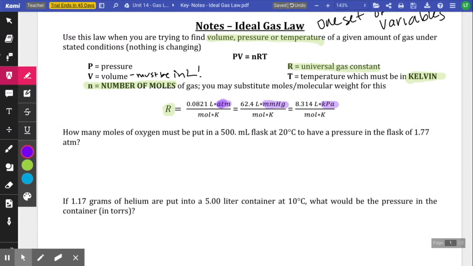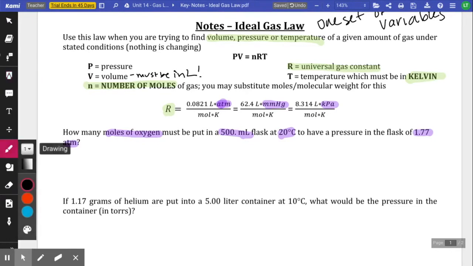All right. So our first problem says, how many moles of oxygen must be put in a 500 milliliter flask at 20 degrees Celsius to have the pressure of the flask of 1.77 atmospheres? Okay, so let's go ahead and label all of our variables and figure out what we are looking for. The first thing it says is how many moles of oxygen. So that would be n, and that's our unknown. So n is like a question mark or x, whatever you want to say.